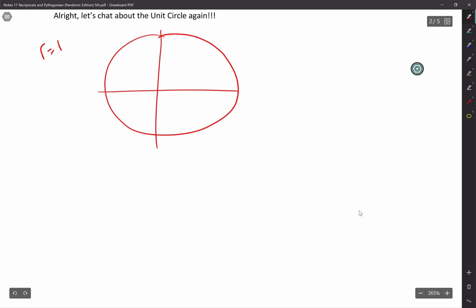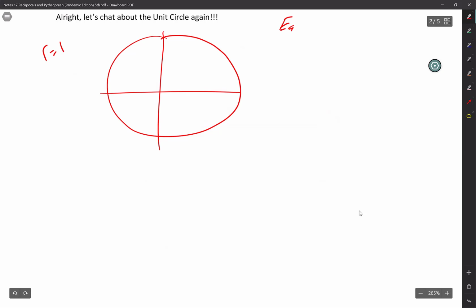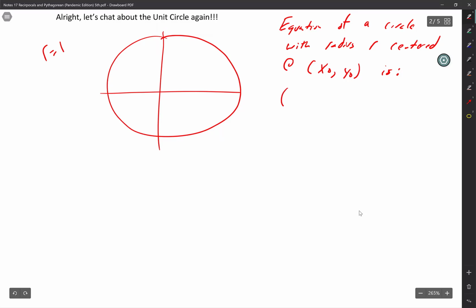Before I even get started, guys, you should have learned this in geometry and algebra 2, but I realized that we are in a pandemic and maybe you did not cover conic sections. The equation of a circle with radius r centered at x naught comma y naught is, and here it is. I'm going to put a colon and give you the equation of a circle: x minus x naught, close it squared, plus y minus y naught, close it squared, equals r squared.